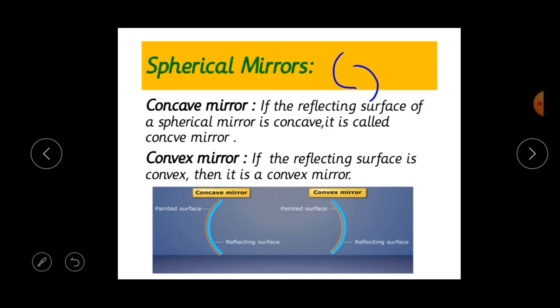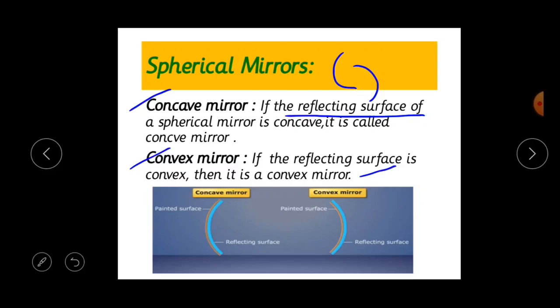There are two types of spherical mirrors. One is concave mirror, another one is convex mirror. First, what is this concave mirror? If the reflecting surface of a spherical mirror is concave, it is called concave mirror. Okay, convex mirror, if the reflecting surface is convex, then it is called convex mirror.